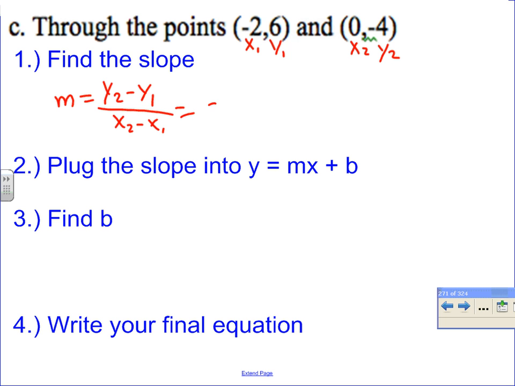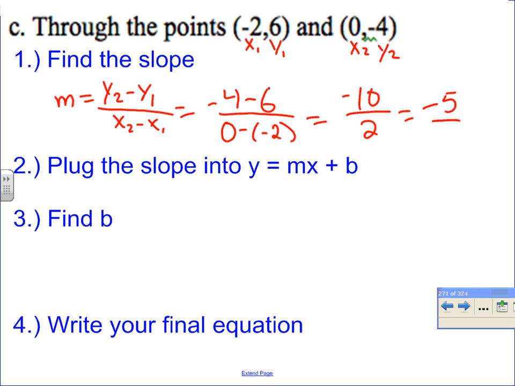So y2 is -4, y1 is 6. So -4 minus 6 over x2 minus x1. Be careful because you have 2 negatives back to back. Before you simplify, what is the slope? Amberly? Good. -10 over 2. So completely simplified, -5 over 1 or just -5. So step 1, find slope.